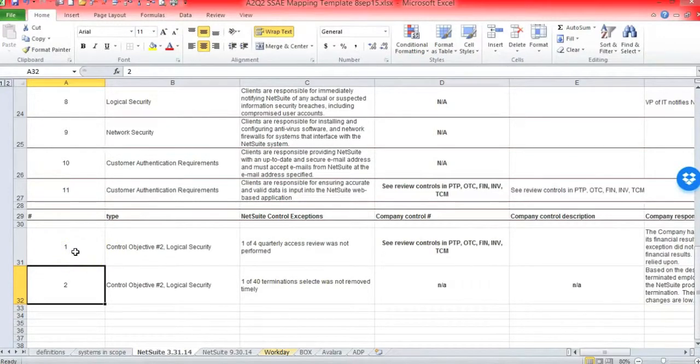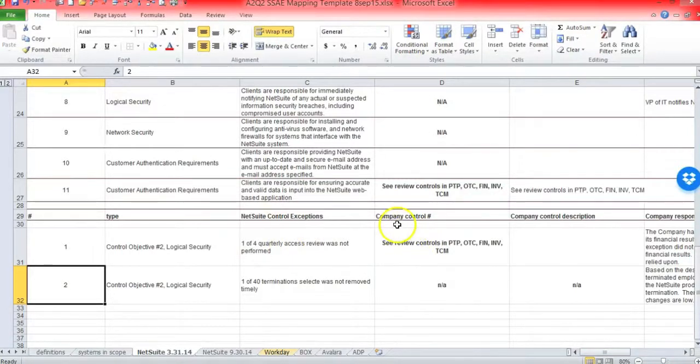So what I'm showing you right now is when you've done the review and we notice that we have the 2 exceptions, what I've done is at the bottom of the work papers where we've mapped out the user considerations, I've now put the 2 exceptions. So we have the number, we have the type. So in this case, it was the control objective 2, logical security. NetSuite control exception was 1 of 4 quarterly access review was not performed.